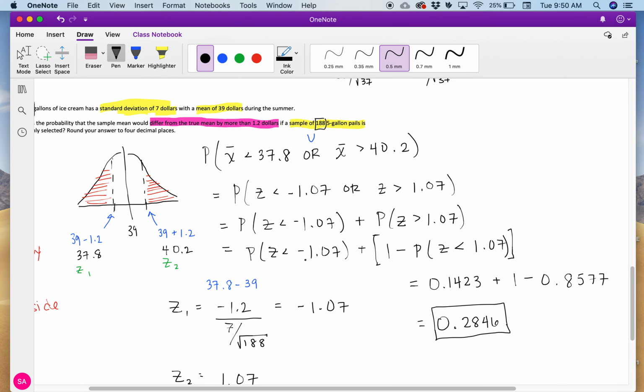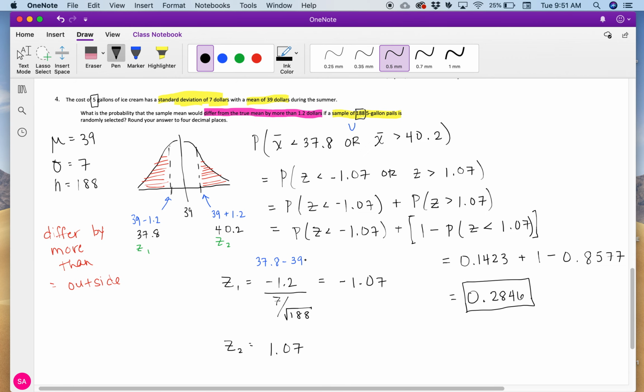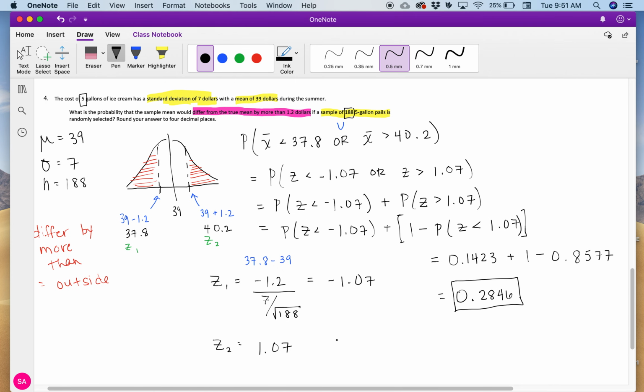So if we randomly select a sample of 188 5-gallon pails, the probability that the mean of that sample is either less than 37.8 or greater than 40.2 is 0.2846. Okay. So that is the 4th problem.